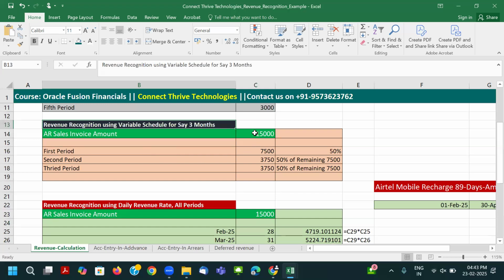That means out of the total 15,000 invoice amount, in the first month the business wants to recognize 7,500. The remaining 50% they will equally distribute across the second month and third month. Now we will see the accounting entries for this example, the second one, variable schedule.